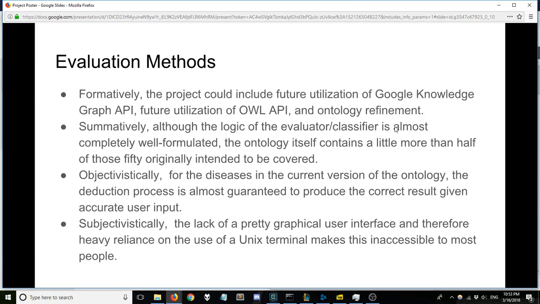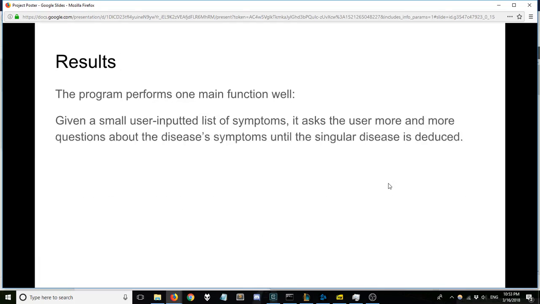Objectivistically, for the diseases in the current version of the ontology, the deduction process is almost guaranteed to produce the correct result given accurate user input. And subjectivistically, the lack of a pretty graphical user interface and therefore heavy reliance on the use of a Unix terminal makes this inaccessible to most people.